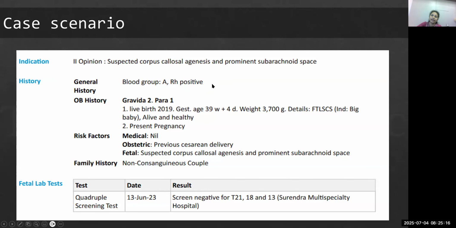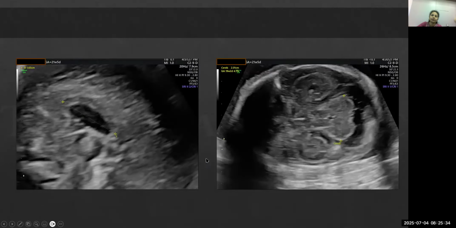So let's see a case scenario. We had a patient who presented to us for a second opinion for suspected corpus callosal agenesis and prominent subarachnoid space. She was a second gravida with a previous live child born out of cesarean section, and this was the second pregnancy. On CNS examination, we found that the measurement of the corpus callosum was on the lower side. It was CC hypoplasia. And also here we can see the cerebellum, but the measurement was lower for the period of gestation, and it was cerebellar hypoplasia.